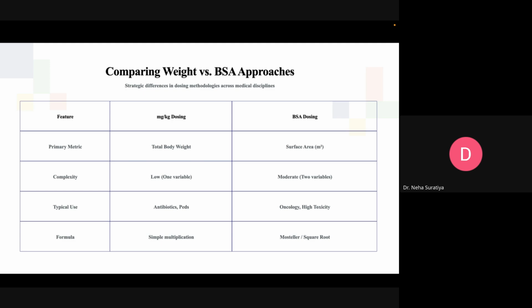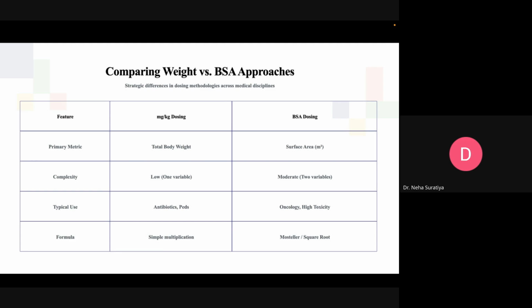Typical use: for antibiotics and some pediatric conditions, mg per kg is being used. BSA is for oncology, high toxicity drugs, and immune suppression agents. Formulas: simple multiplication for mg per kg, while in BSA we have the Mosteller square root. So neither method is better. Each is context dependent, guys.